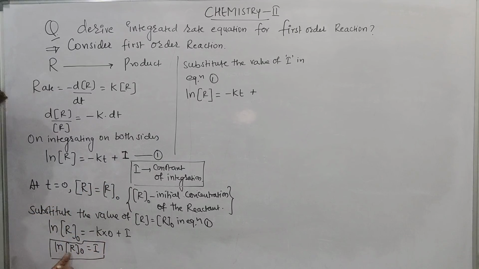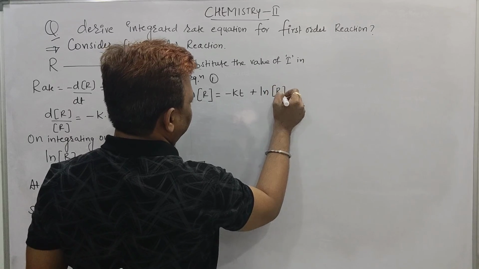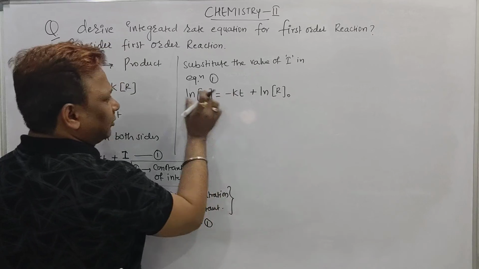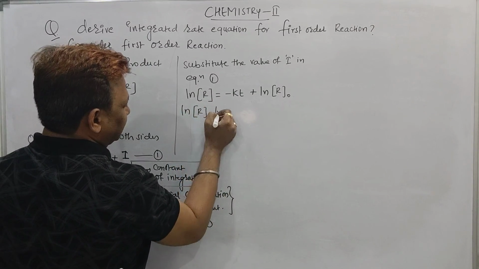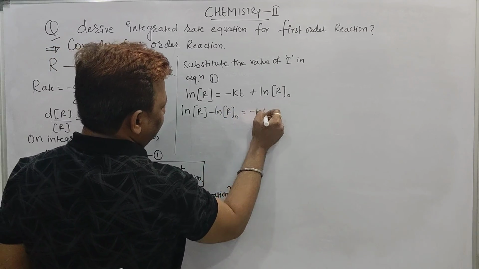I got here ln R naught. I got here ln concentration of R naught. Now this ln R naught, take on this side, so we are having ln R minus ln R naught, but it is equal to minus of kt.